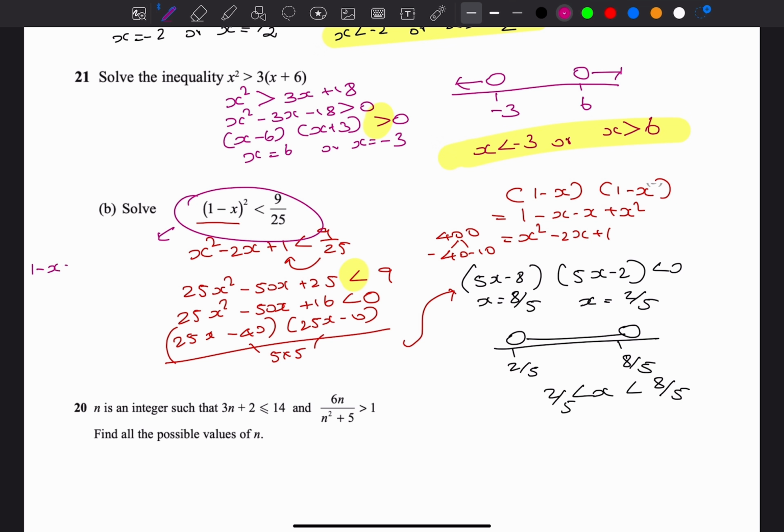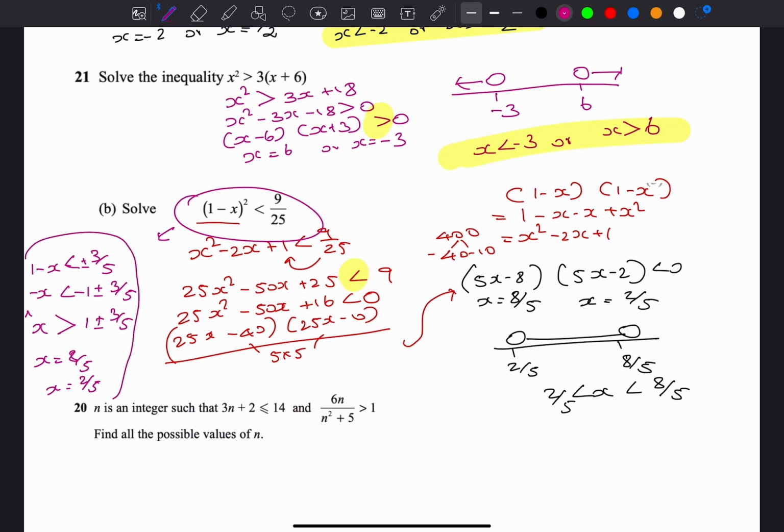1 minus x is less than... the square root of that is 3 over 5. Minus x is, sorry, it will be a plus or minus when you rotate. Minus x is what? Minus 1 plus or minus 3 over 5. You multiply it by negative, so x is, you switch the sign over, 1 plus or minus 3 over 5. So x is technically 1 plus 3 over 5, which is 8 over 5, and 1 minus 3 over 5 is 2 over 5.